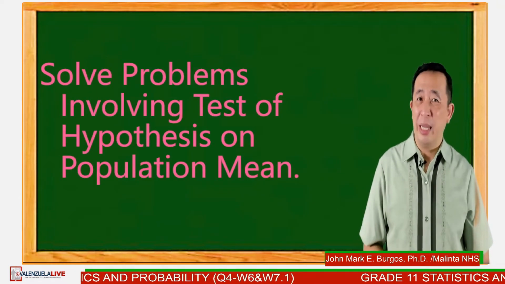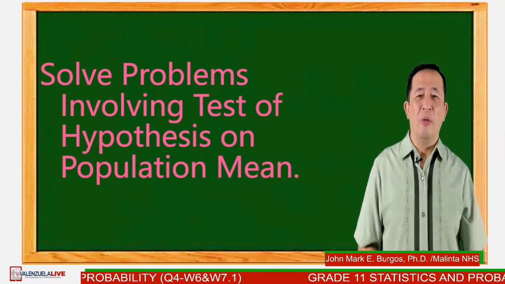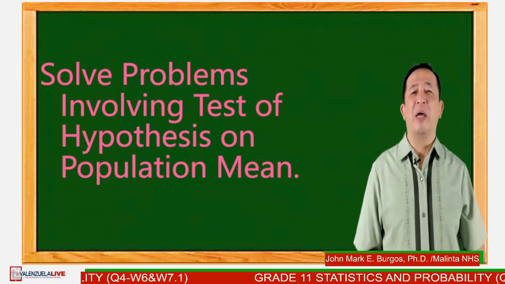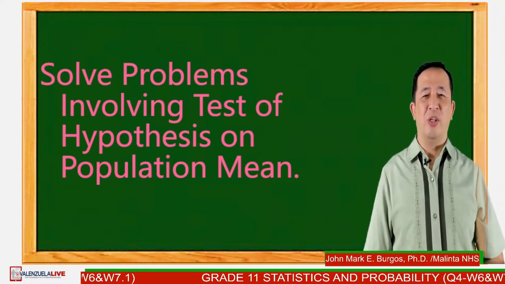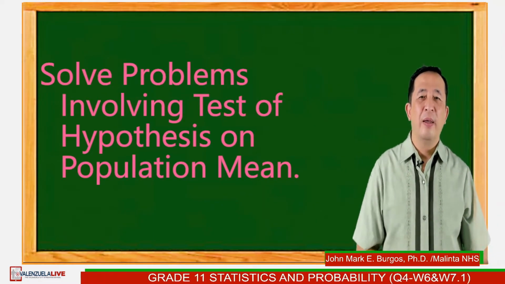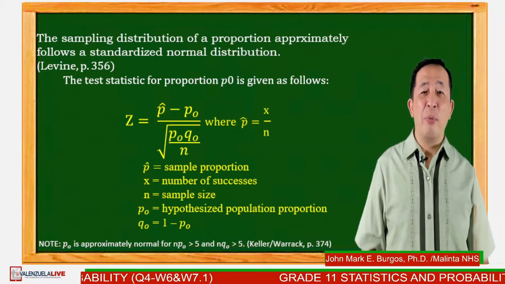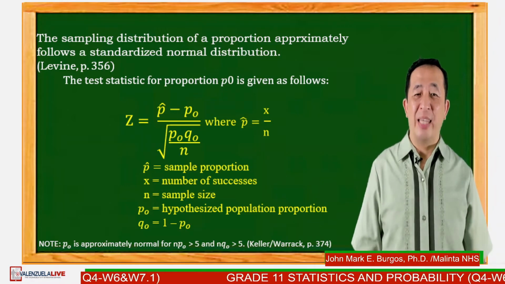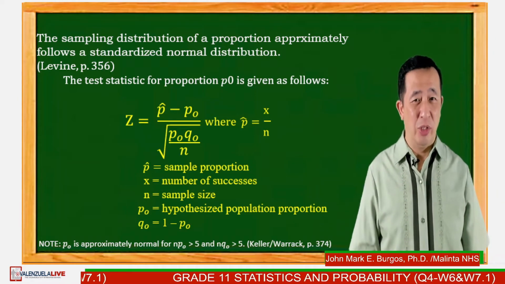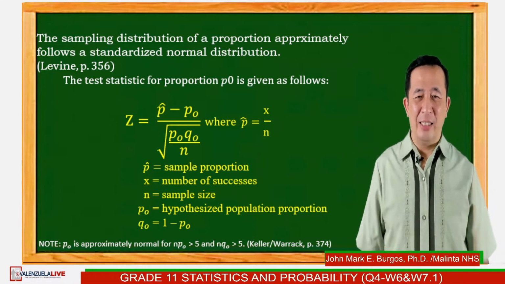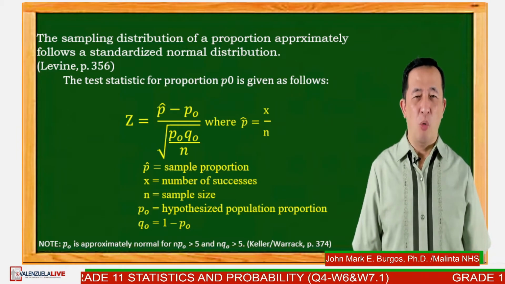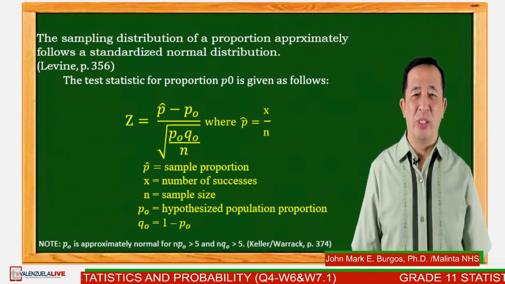Let's proceed to the next objective. Solve problems involving test of hypotheses on population proportion. The sampling distribution of a proportion approximately follows a standardized normal distribution. The test statistic for proportion P sub O is given as follows.